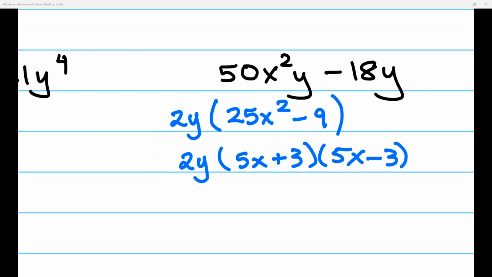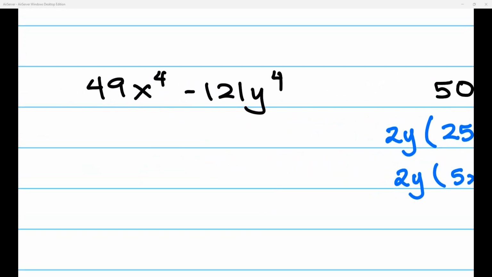And now for the one that was giving people problems. Is there a GCF? The answer is no. Are these perfect squares? The answer is yes. This is a 7x squared times a 7x squared. That's how you're going to get that x to the fourth. And this is an 11y squared times an 11y squared. That's how you're going to get that 121y to the fourth.